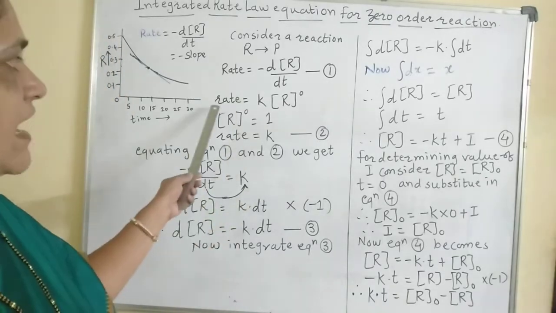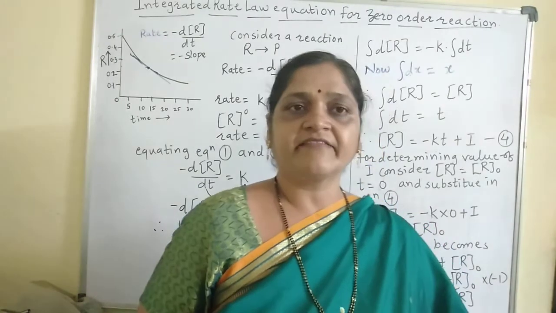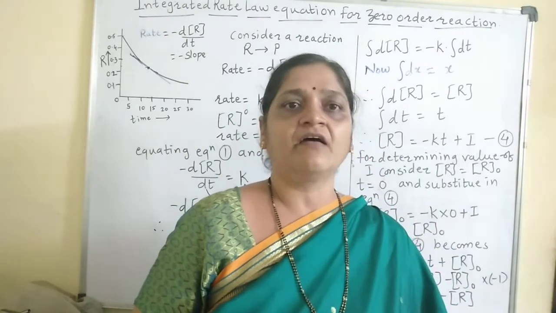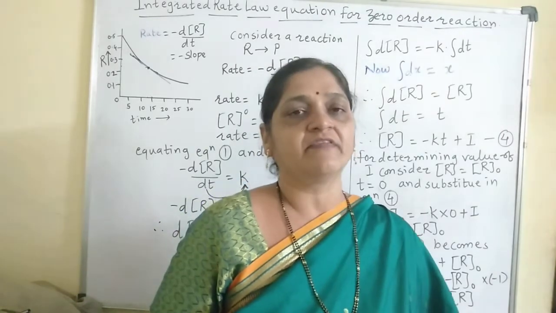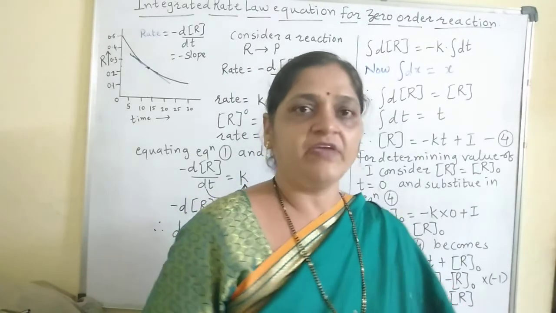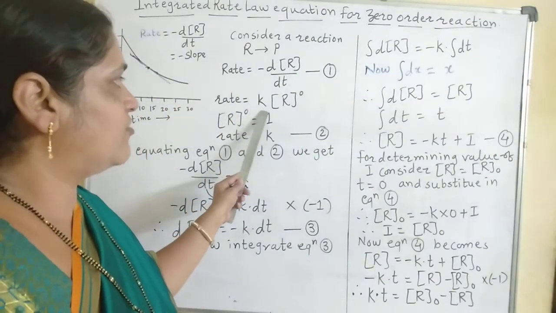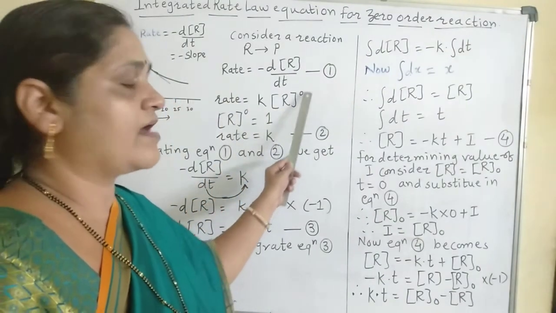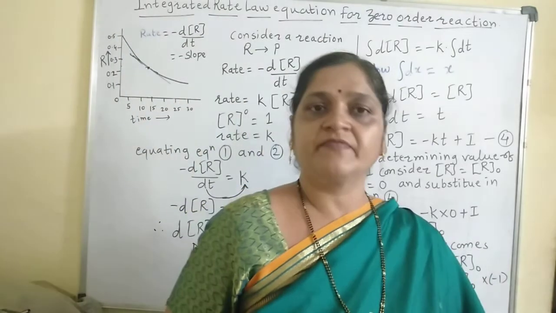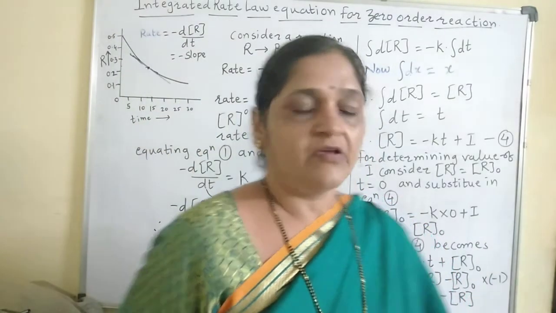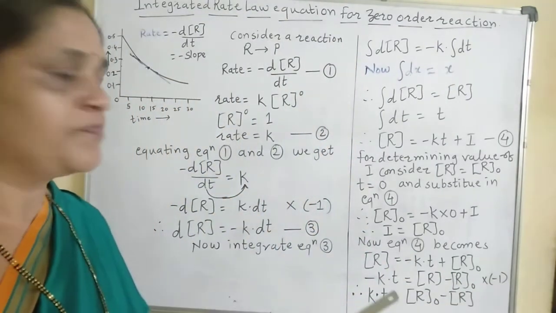Also we know that zero order reactions are those reactions in which the rate is independent of the concentration of the reactant. So we can express the rate in this way: rate is equal to rate constant k into concentration of R raised to 0. Now any number raised to the power 0 is always equal to 1, so here also [R] raised to 0 is equal to 1.